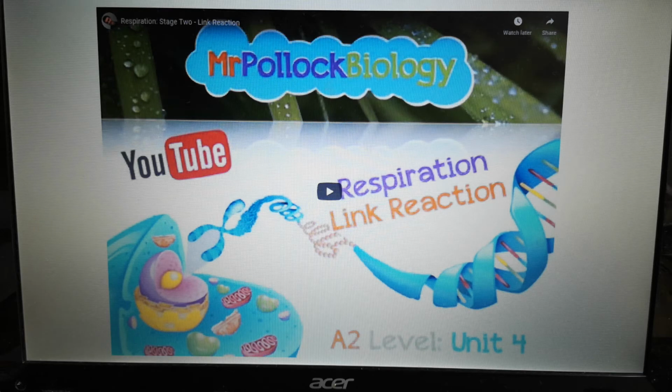It's nice and short. There isn't actually a quiz or an assignment to go with this, but just have a look at glycolysis and the link reaction and be familiar with those before we head into the Krebs cycle next week, because the Krebs cycle takes some thinking about.